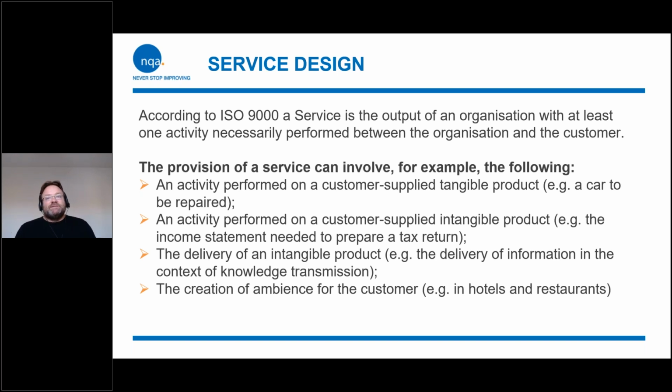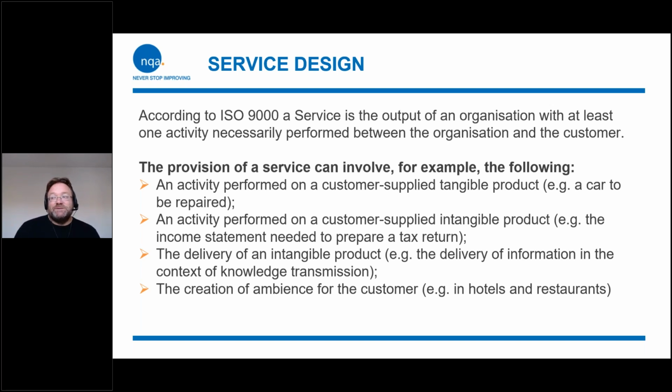So just to reiterate on that idea, as we mentioned earlier, according to ISO 9000, a service is the output of an organization with at least one activity necessarily performed between the organization and the customer. Examples of services can be servicing a car, a service schedule on a vehicle, or tax returns, an activity performed on a customer-supplied intangible product, e.g. the income statement needed to prepare a tax return. So it's hard to think of an accountant designing, but it can be the case.